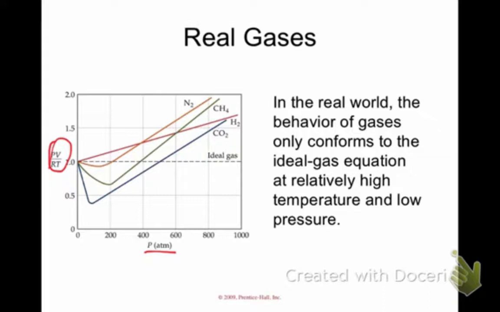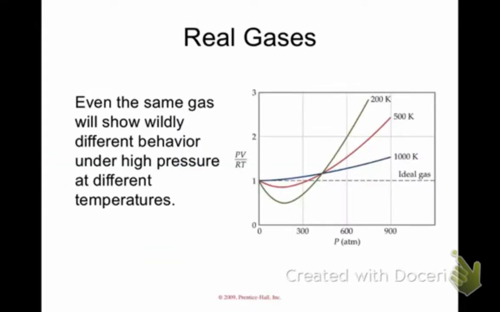You can see that different gases are going to deviate from ideal behavior in different ways. Ideal behavior would have maintained that one line at 1 all the way across. So, real gases. Now let's take a minute and look at the same gas at different temperatures, changing the pressure. And you can see again, if this were an ideal gas, it should stay here.